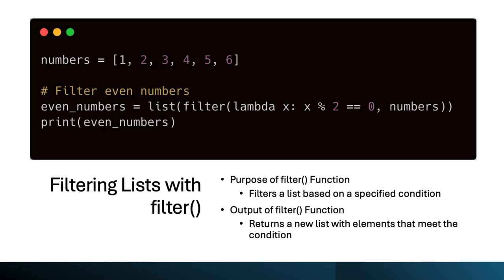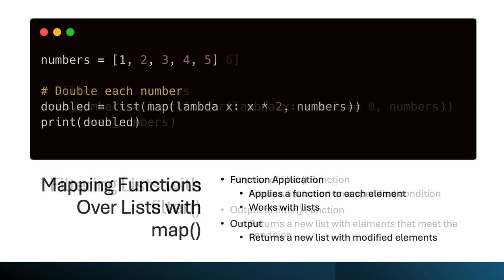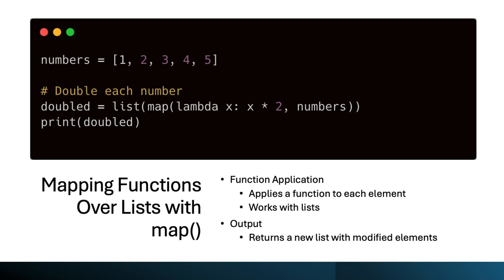The filter function is used to filter a list based on a condition, returning a new list with elements that meet the specified condition. The map function is used to apply a function to each element in a list, resulting in a new list with modified elements.